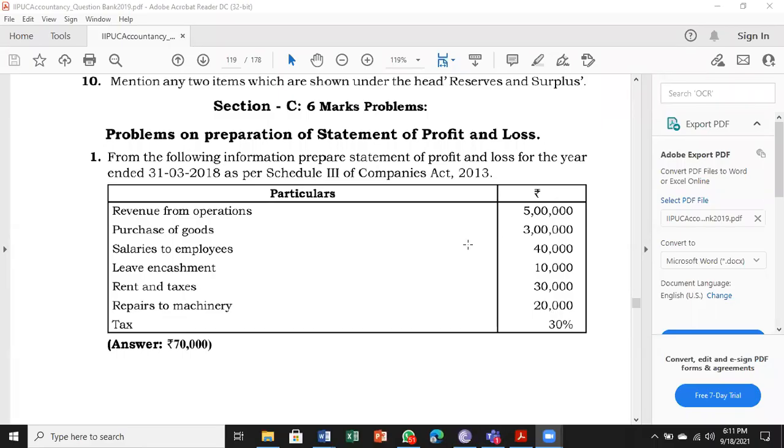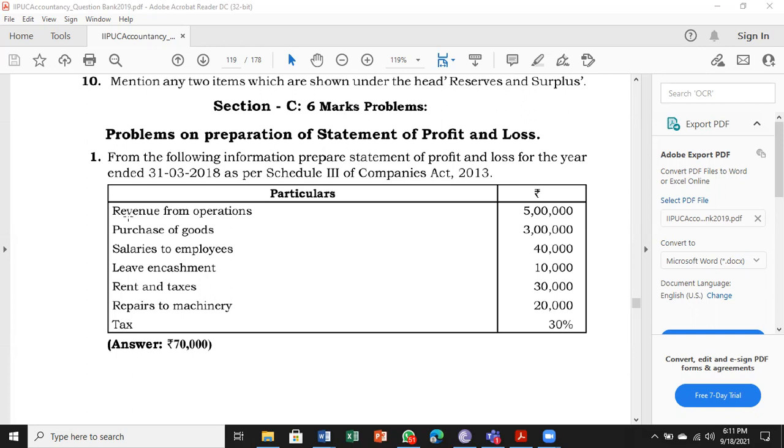You can look at these problems on preparation of statement of profit or loss, Section C, 6 marks problems in the final exam. Question number 1. From the following information, prepare the statement of profit and loss for the year ended 31/3/2018 as per Schedule 3 of the Companies Act of 2013. We have to prepare only the statement of profit and loss.